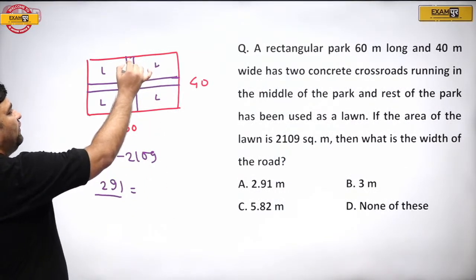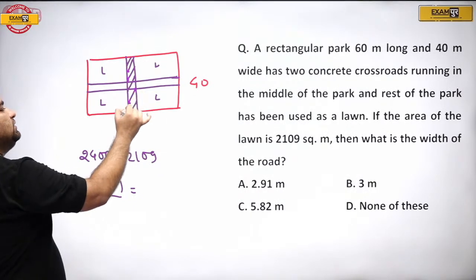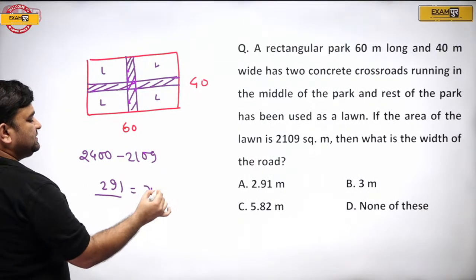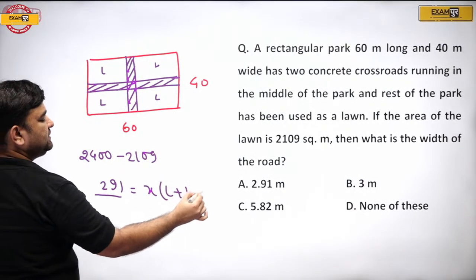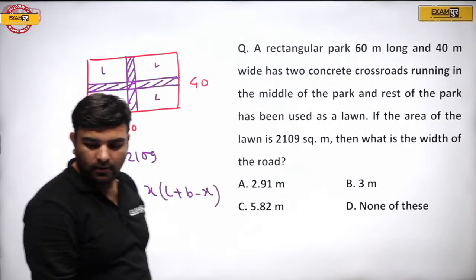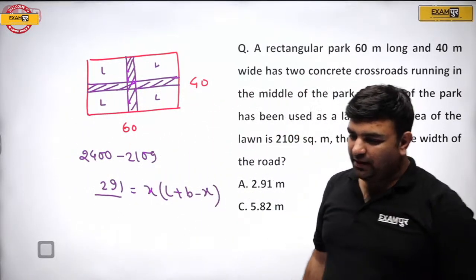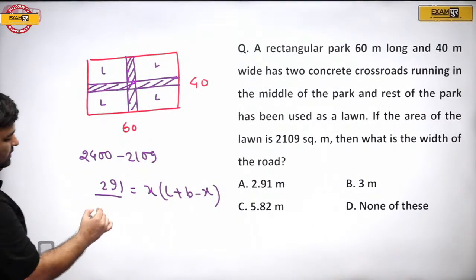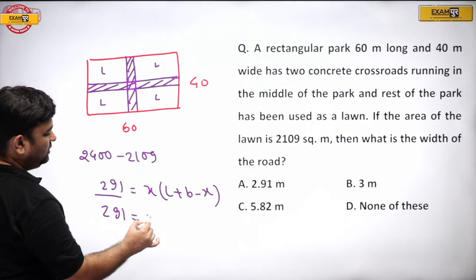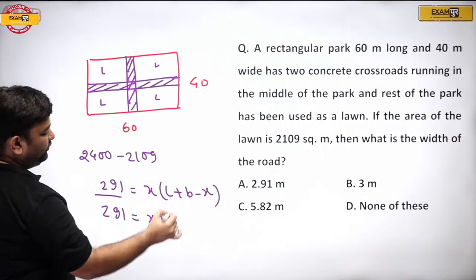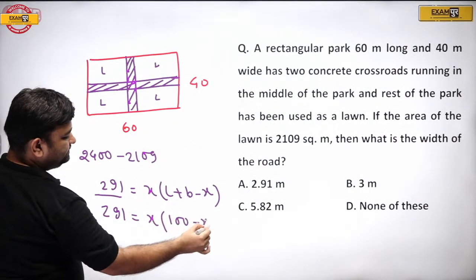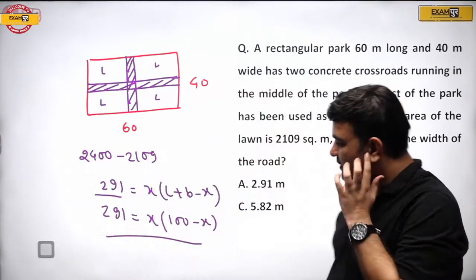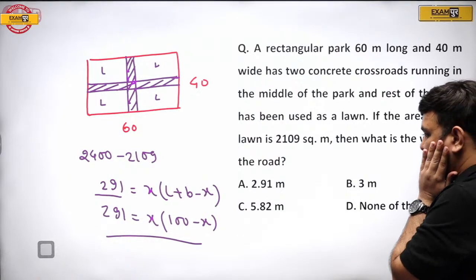The formula for the area of road in this fashion is x into L plus B minus x, where x is the width. 60 plus 40, 100 minus x. Look for the value of x from the options.